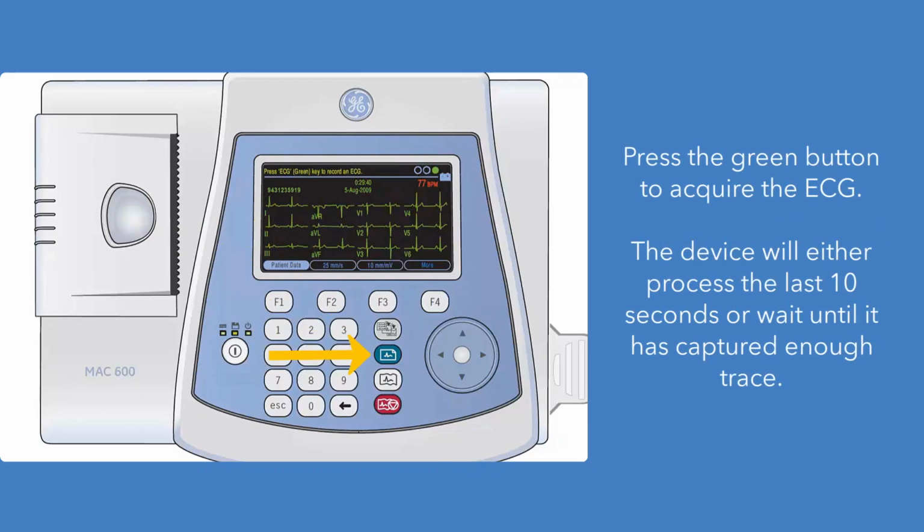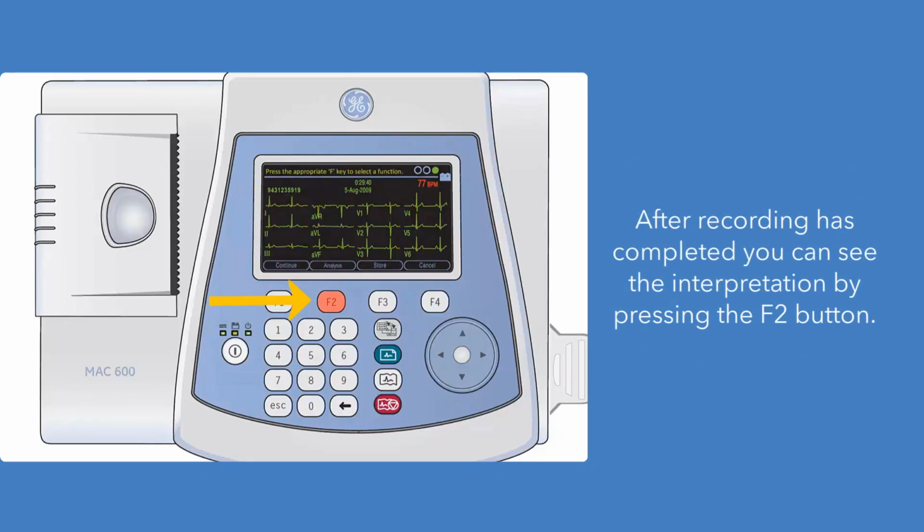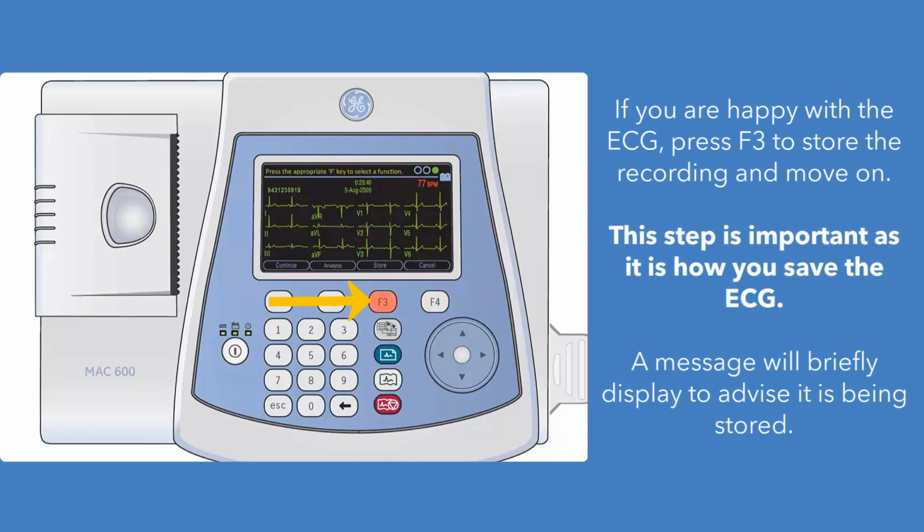Press the green button to acquire the ECG. The device will either process the last 10 seconds or wait until it has captured enough trace. After recording has completed, you can see the interpretation by pressing the F2 button. The F4 button allows you to start over if you are unhappy with the captured ECG. If you are happy with the ECG, press F3 to store the recording and move on.